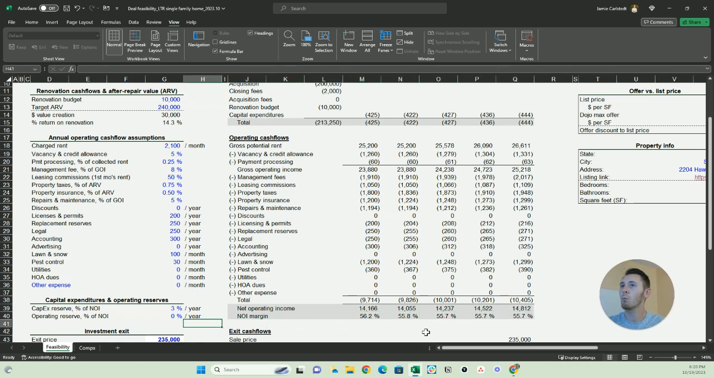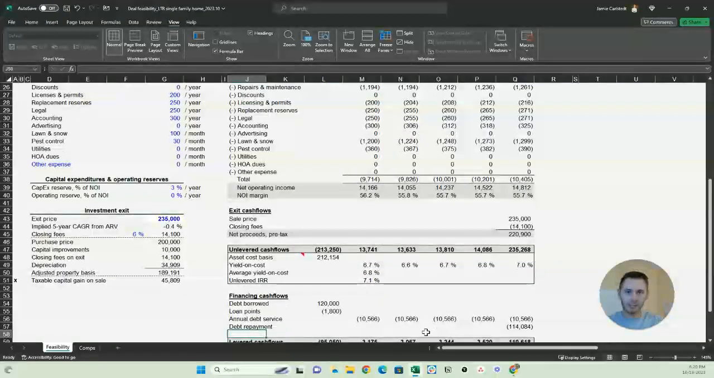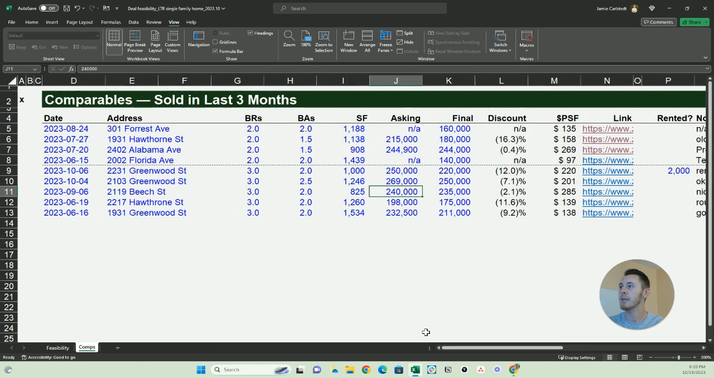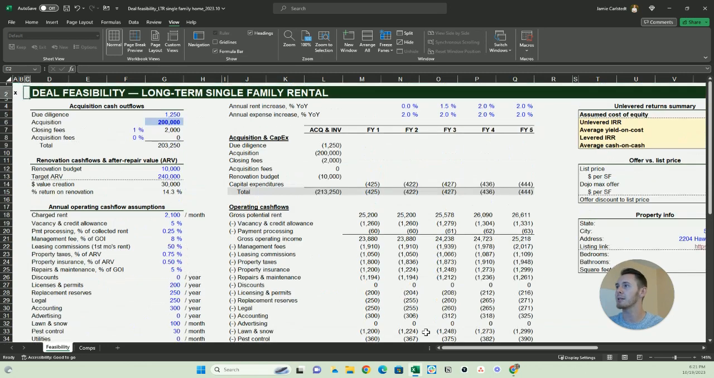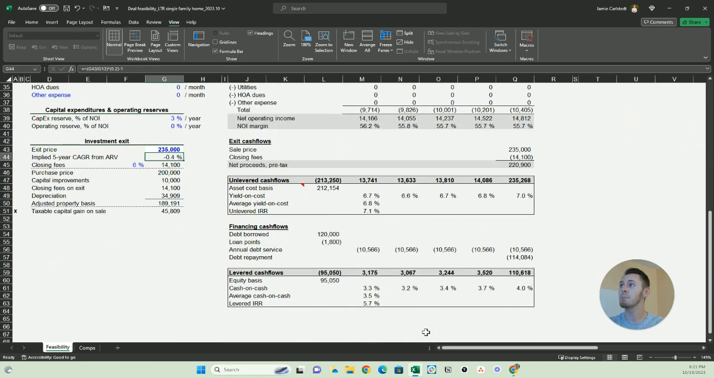Okay, so now what we need to assume is the exit, or let's assume we sell the property in year 5. How do we think through that? Well, again, that's going to be based on some of our comps, and it's also just our view on the market. So this is 235, but I think that's a little low. So if we said our targeted ARV is 240 now, then maybe we believe that this might get to 255 or 260. And what I have here is the implied 5-year compounded annual growth rate from the after repair value.